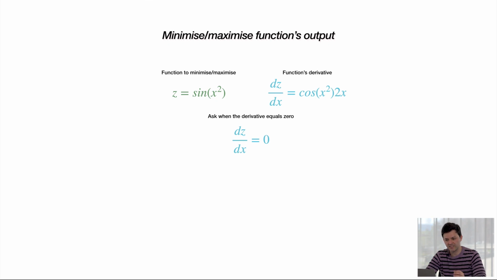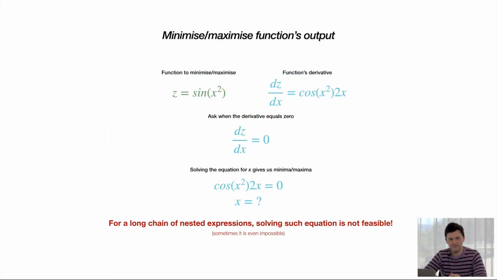What we can do to minimize or maximize a function is inquire when this derivative equals 0. For example, when is dz over dx equal to 0? Since dz over dx is cosine of x squared times 2x, we can simply ask when is this expression equal to 0. If we can solve this equation with one unknown x, then we will get the points of minima and maxima. But for a long chain of nested expressions, it might be very difficult to solve such an equation, or maybe even impossible. So there needs to be a better way to do this.